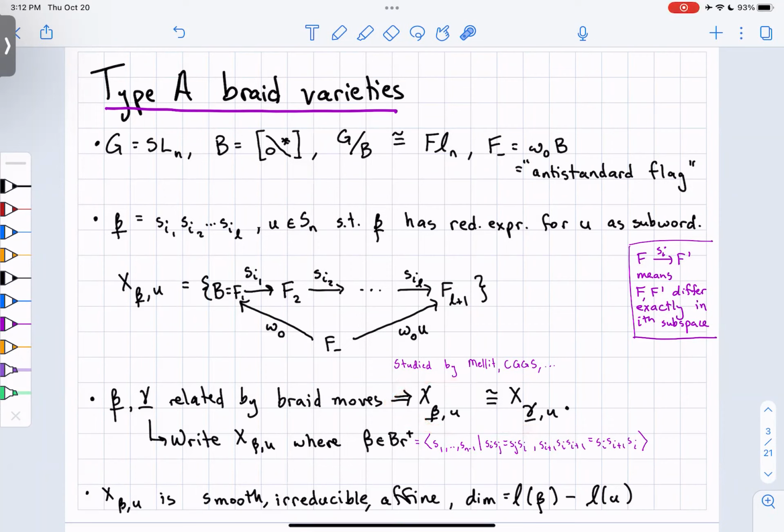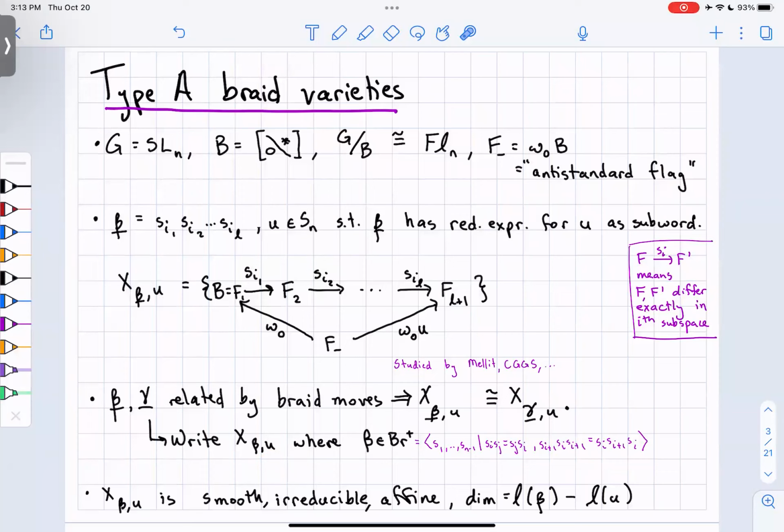So instead of indexing my variety with this particular choice of word and a permutation, I may as well index them with a positive braid beta and a permutation U. And if you don't know what a positive braid is, it's an element of the positive braid monoid. This is exactly like the symmetric group, except I've removed the condition that s_i squared equals the identity.